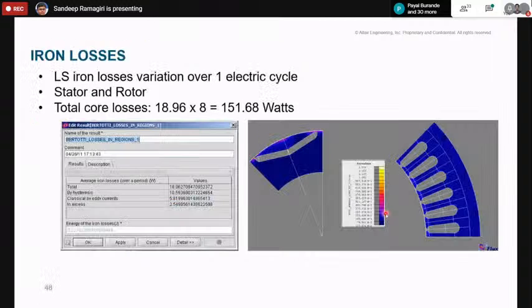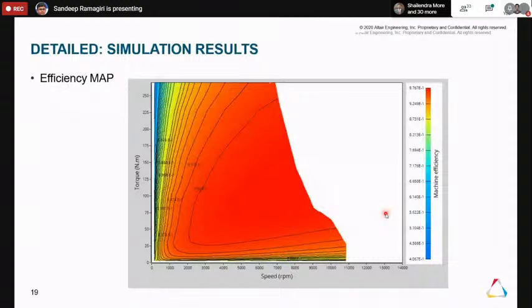And then there is the computation of iron losses, which will help us to estimate the efficiency. So we can compute that. For iron losses, we can compute both hysteresis losses and eddy current losses. So you can see the result. Since we modeled the periodic portion, we need to multiply it by 8 to get the total losses, and then we can also compute similar efficiency maps.